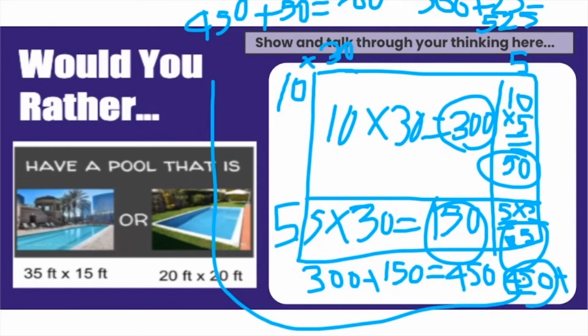I wanted to do 35 times 15 because it's way bigger than 20 times 20 because 20 times 20 is 400. Now, how I knew that the answer was 525 was because I did this multiplication box and I put 30 and 5 separate and 10 and 5 separate, and so I added it all together. 300 plus 150 equals 450. And then because there was no more space, I put 450 over here on the top. Then I did 450 plus 50 equals 500. Then I did 500 plus 25 equals 525. So I want to choose 35 times 15 feet because it's bigger than 20 times 20.